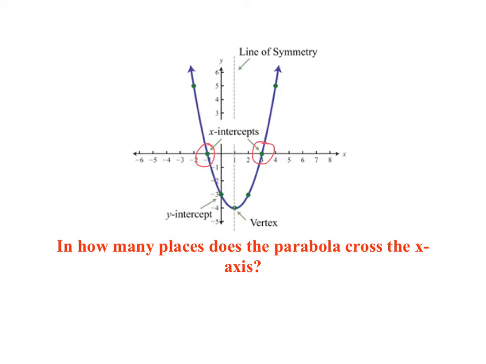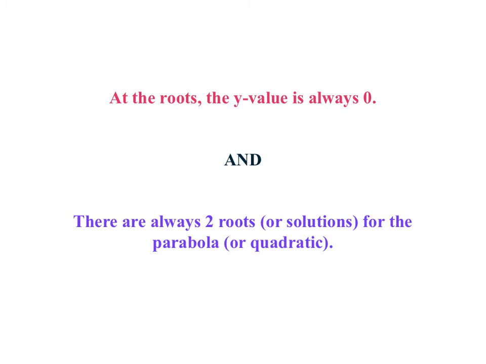Also notice that the graph crosses two places, and that is because we will always have two solutions or two roots for quadratics. So quickly here in summary, two very important concepts. At the roots or the solutions, the y value is always 0, and there will always be two roots for the solutions for a parabola or a quadratic.